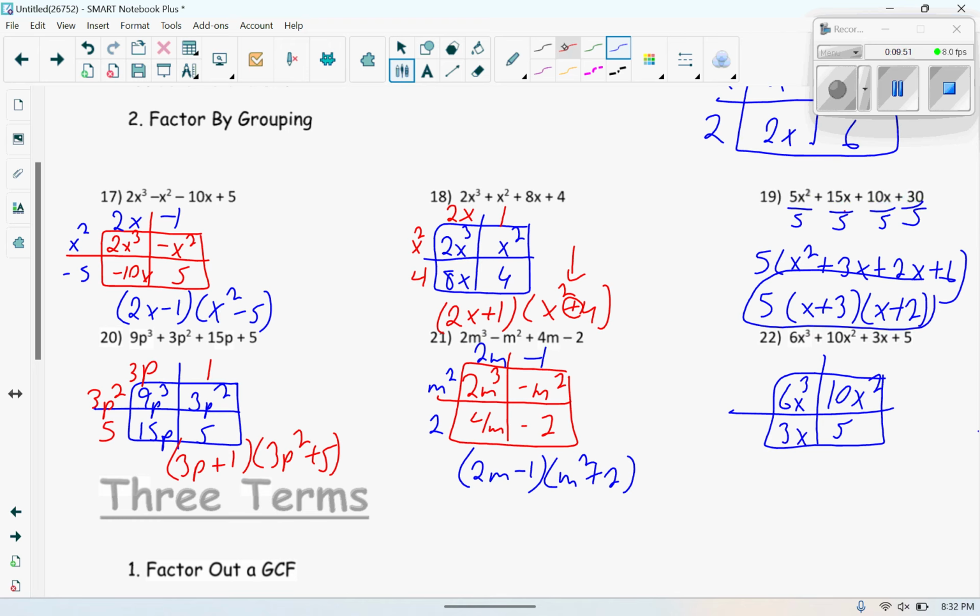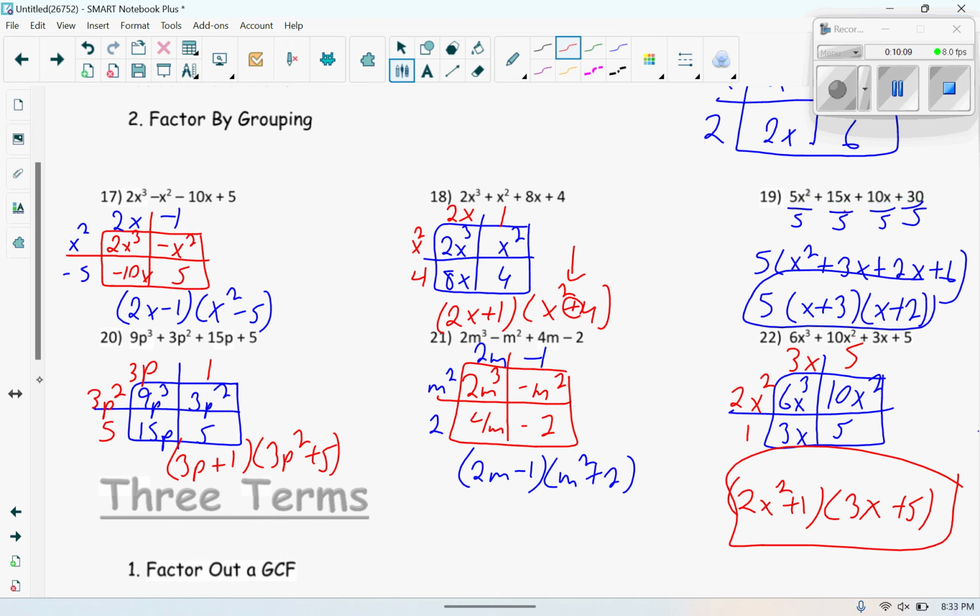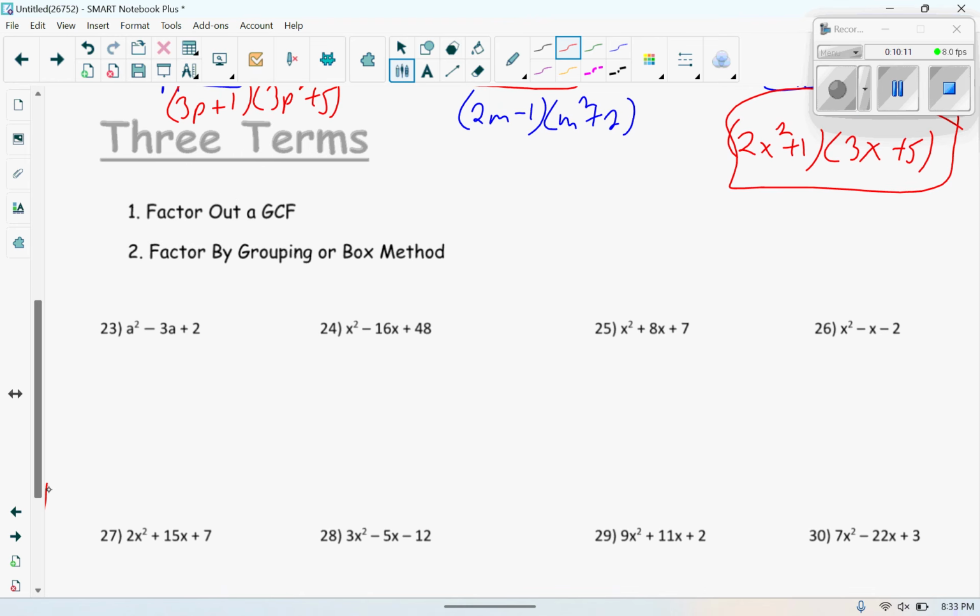Okay, let's see. I'm going to factor out, let's see, I like this one. I'm going to factor out a 3x, so that has to be 2x squared. If that's 2x, that has to be a 5, and that has to be 1. So I have 2x squared plus 1, and then 3x plus 5. Whew, okay, we're going to keep it moving.